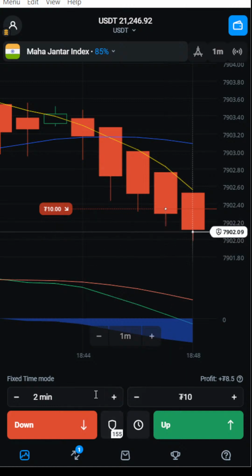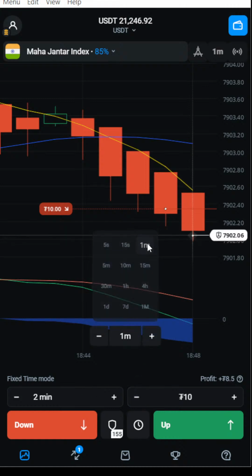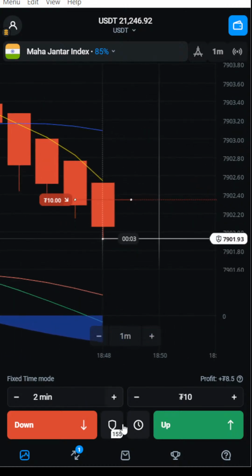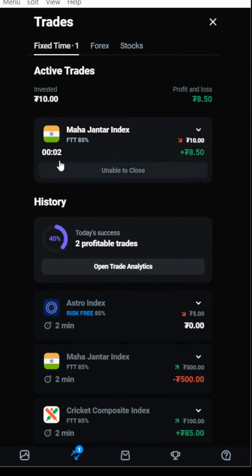I'm putting the graph time at 1 minute, so I open the trade for 2 minutes or 3 minutes. You can choose the graph time of 1 minute or whatever graph time you choose. Your trading time should be 2 to 3 times higher than your graph time. Please remember. So this is one signal, and I hope that I will get a profitable trade.